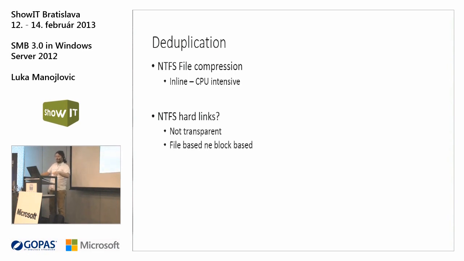For example, NTFS file compression is inline deduplication, if you want to call it like that, but it's CPU intensive. NTFS hard links are non-transparent, file-based, not block-based. I was asking you before how many of you are using hard links. All of you are using hard links. Well, Windows is using hard links.